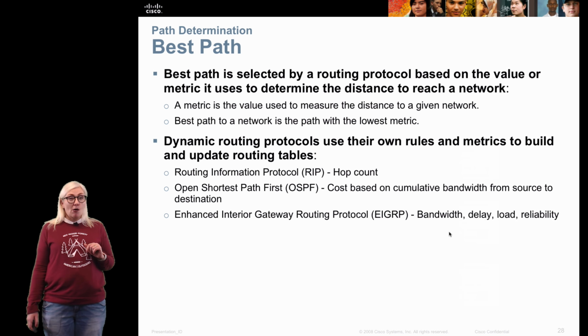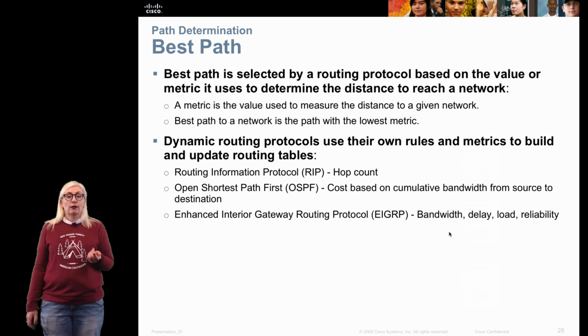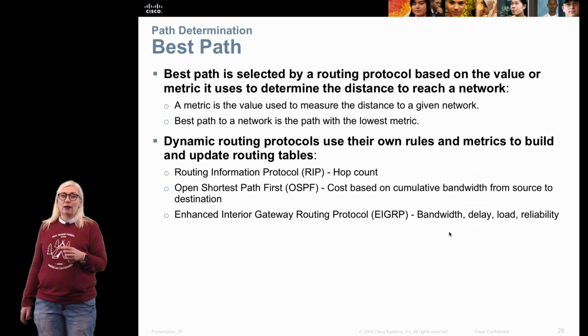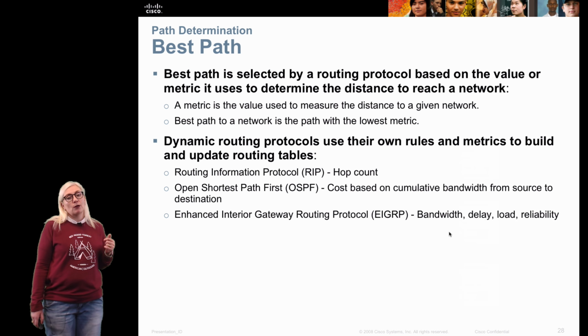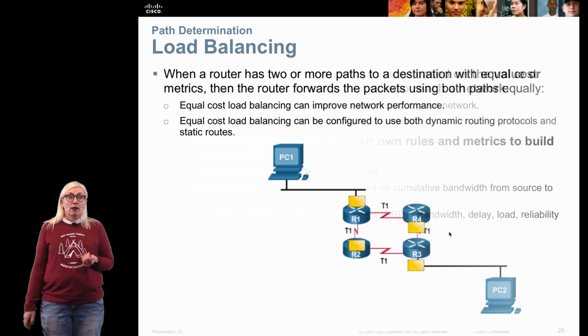And then we have something called the EIGRP routing protocol, which will look at bandwidth, but also the delay and the load and reliability of the links as well. So this is how the different routing protocols will try to find out what is the best path.